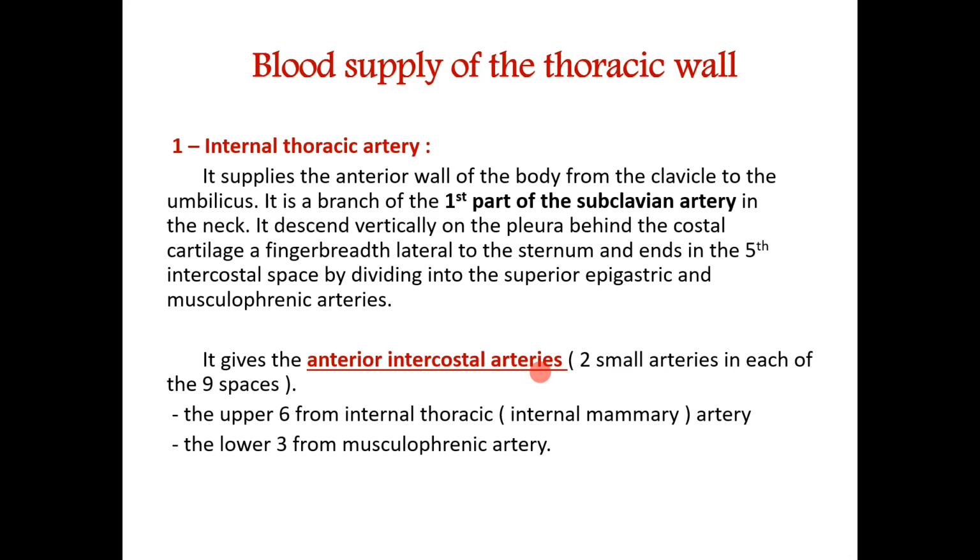Of course, the first 6 are from the internal thoracic artery. This artery is also called the internal mammary artery because it supplies the breast area. It is one of the main blood supplies of the breast, so it's also called the internal mammary artery. But the lower 3 anterior intercostal arteries come from one of the terminal branches of the internal thoracic artery, اللي هو musculophrenic artery.